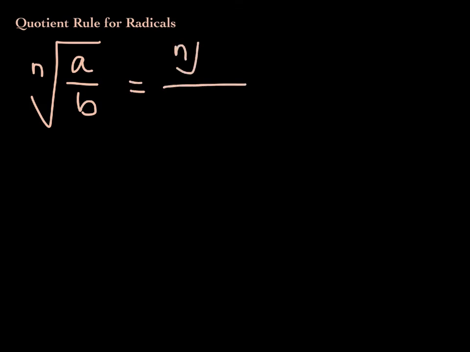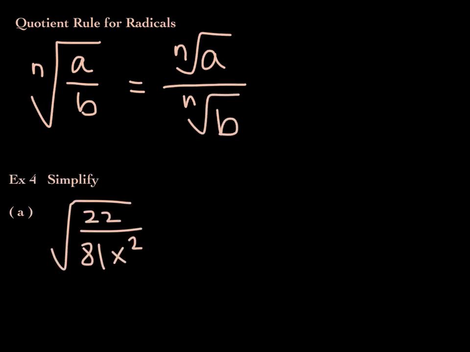Now, you and I have been using the product rule for radicals. There's also the quotient rule for radicals that says the following. The nth root of a quotient, a divided by b, is a quotient. The nth root of a quotient of two numbers is equal to the quotient of their nth roots, like this. So let's use it for this example.